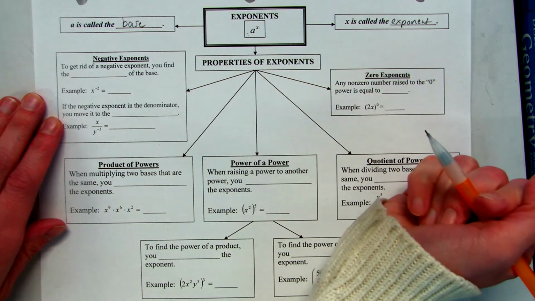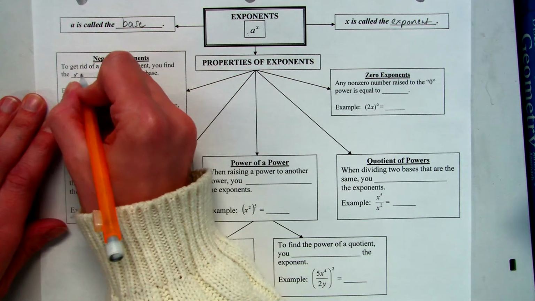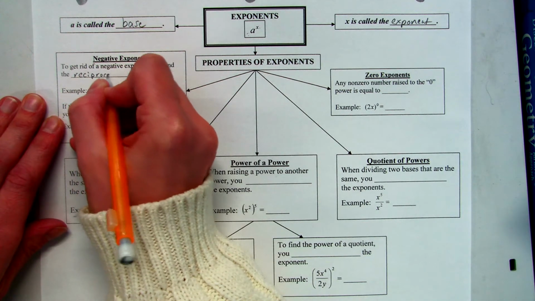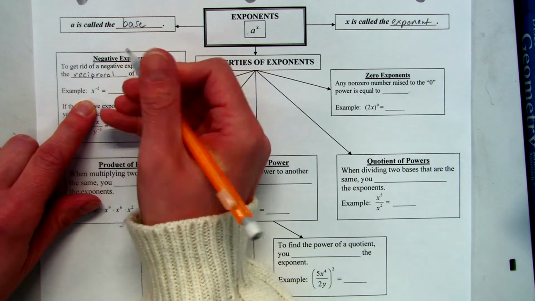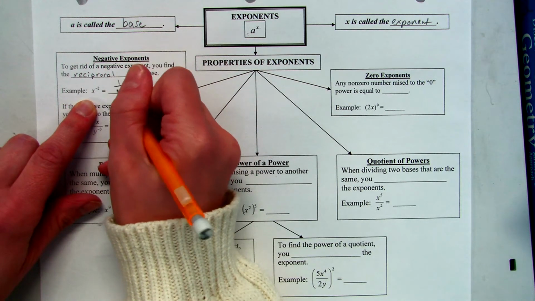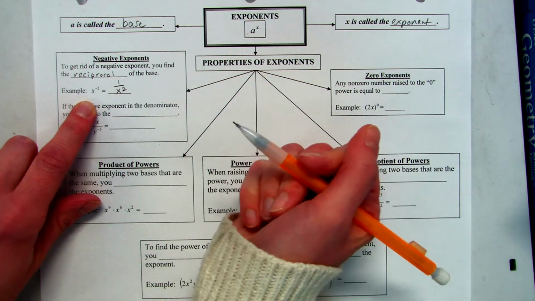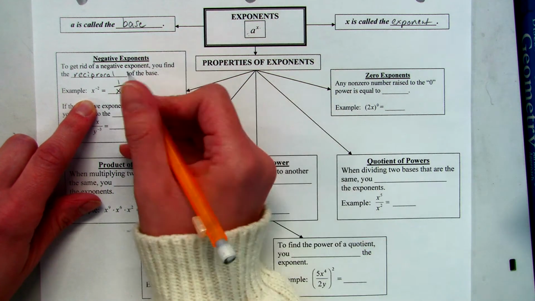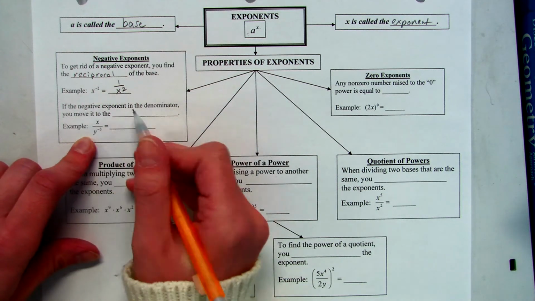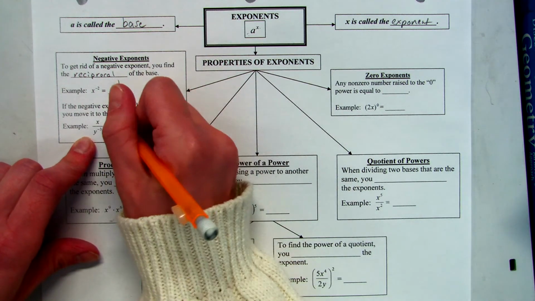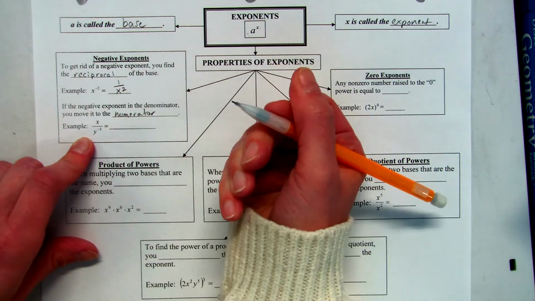All right, so going through negative exponents. To get rid of a negative exponent, you find the reciprocal of the base. So for example, if I have x to the negative 2, I do 1 over x squared. You do not leave any negatives in the final answer. It does not make it negative, it just flips it over. So if the negative exponent's in the denominator, you move it to the numerator and vice versa, which I don't have on there, but you can do it either way.